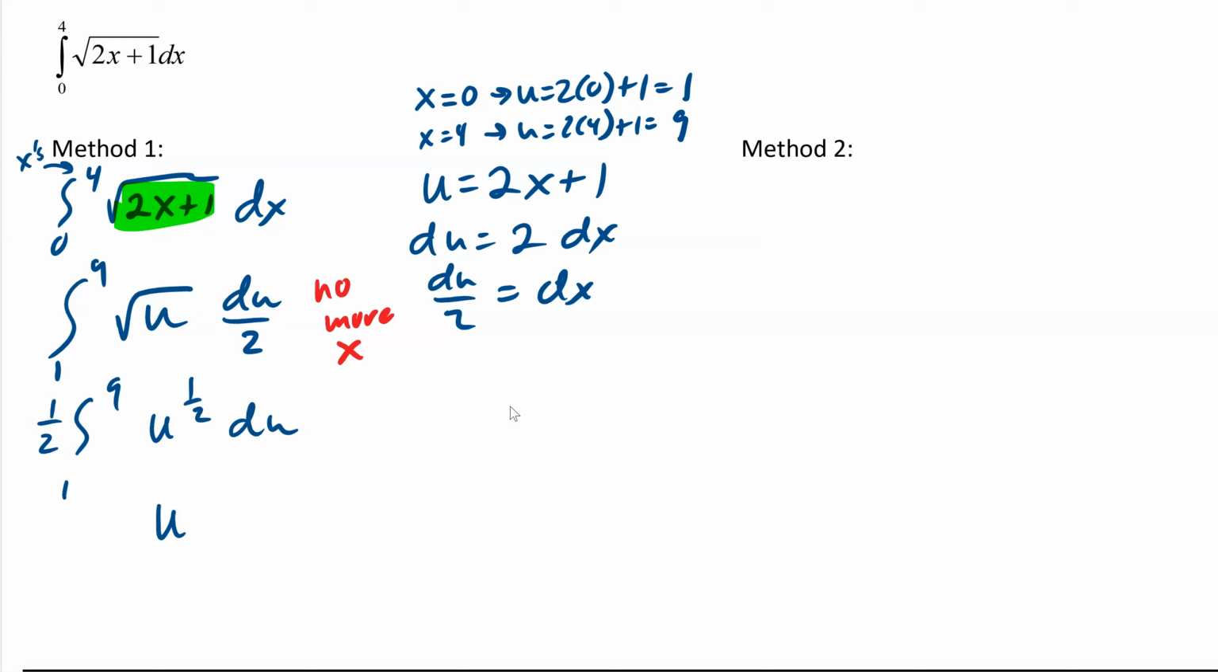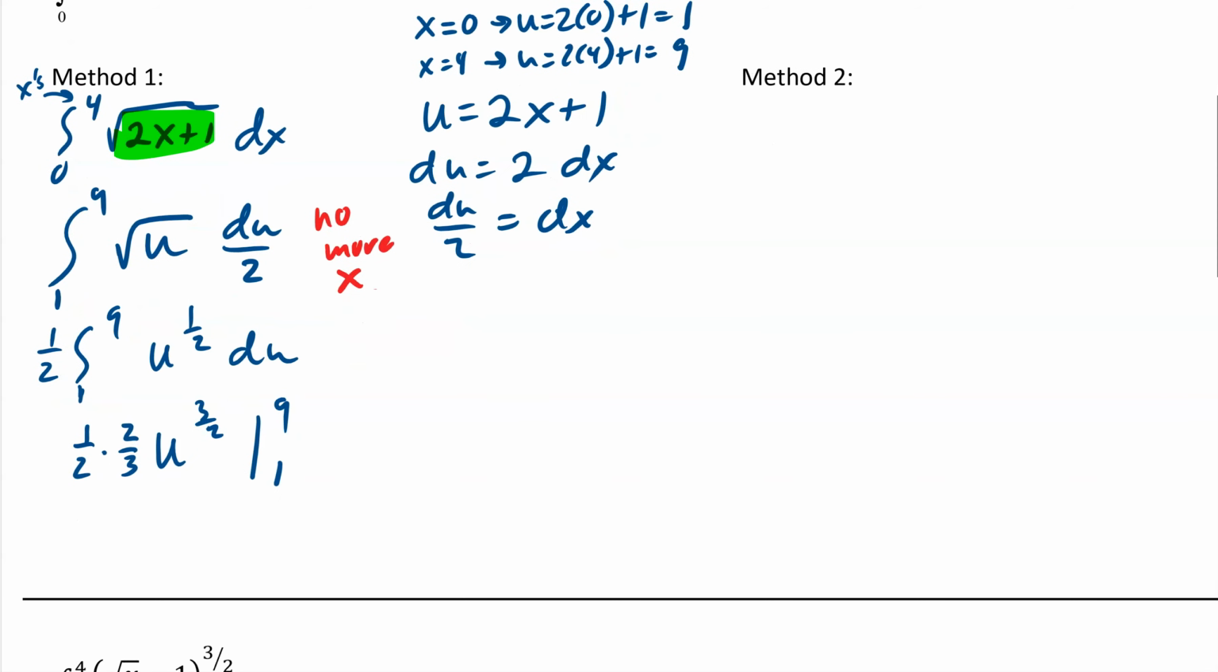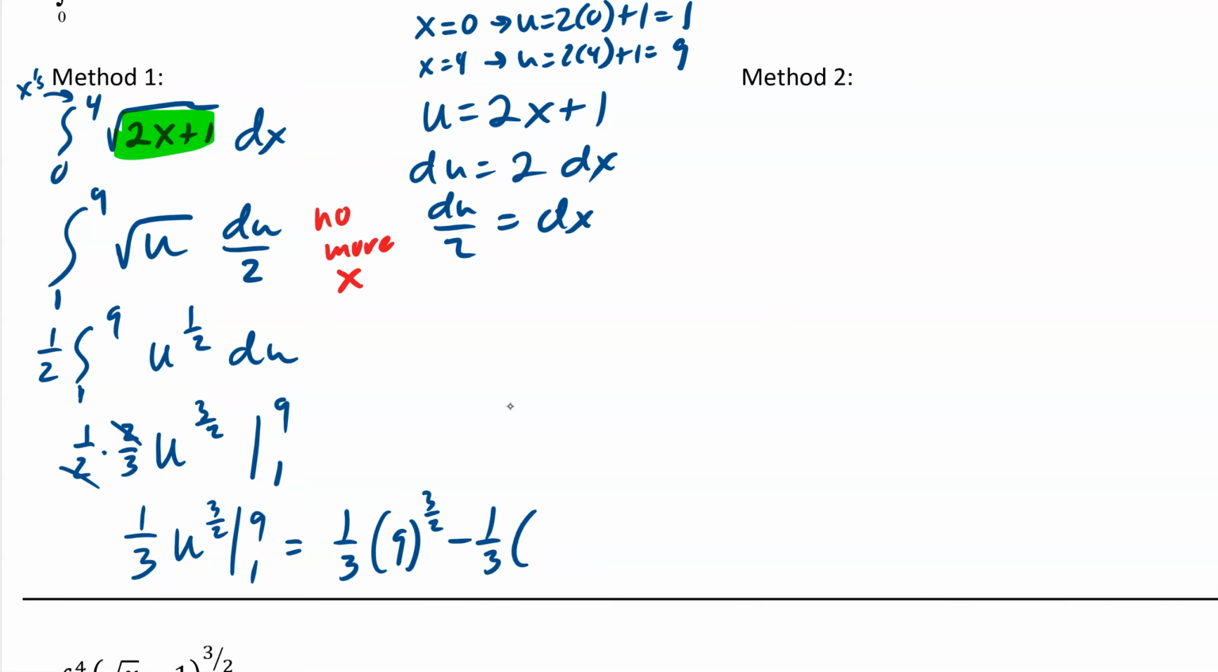Okay, so now we get u to the 3/2, 2/3 times, oops, that's a 1/2. Move that 1 up, it's getting in my way. 1/2, and then we put 9 and 1. So we're going to find an actual answer now. So the 2's cancel. So we end up with 1/3, u to the 3/2, 9 and 1. So this would be 1/3, 9 to the 3/2, minus 1/3, 1 to the 3/2.